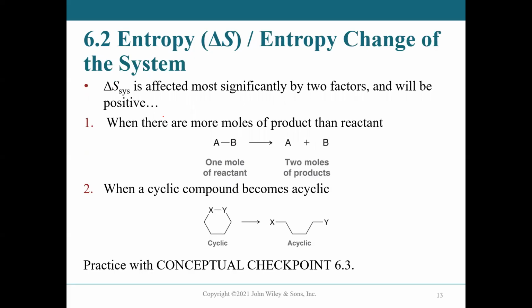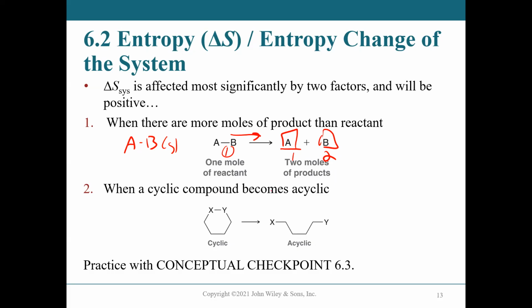So delta S is affected most significantly by two factors and will be positive when there are more moles of product than reactant. So here, even though you see A and B, they're combined, right? So it's only 1 mole of, let's just call it a gas. And when we break this gas up into components A and B, now we have component A and component B, which we have 2. You have 1 versus 2. So, that's why it's more favorable to go in this direction.